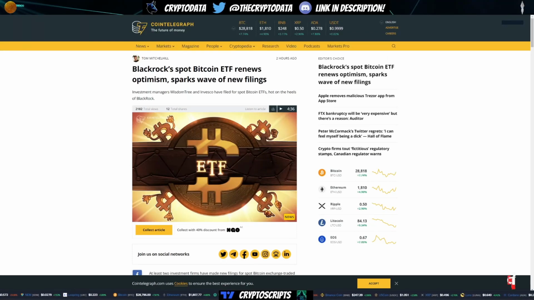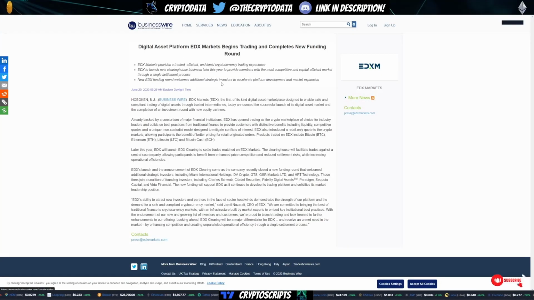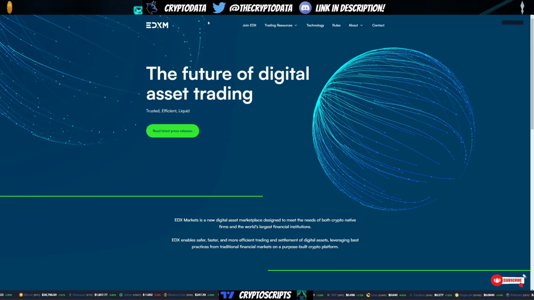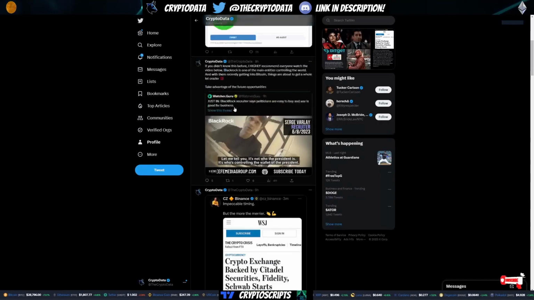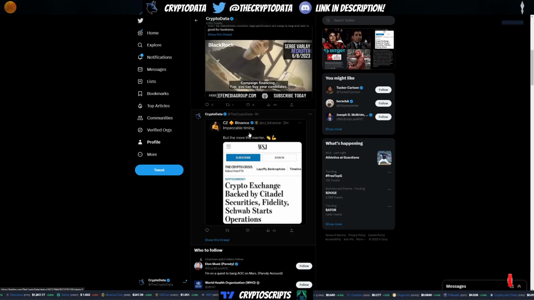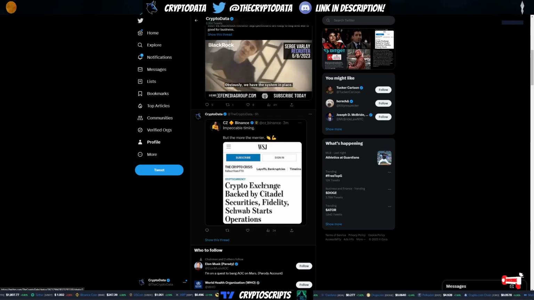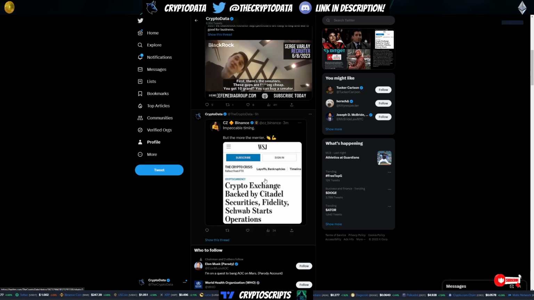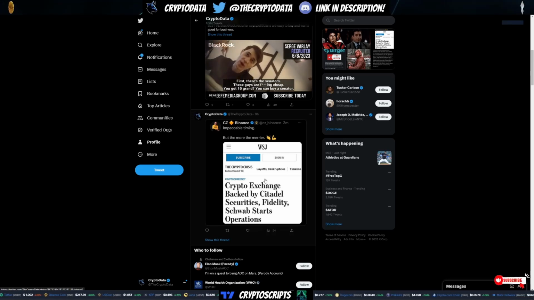And then last but not least, there's also an EDX platform. So you can see digital asset platform EDX Markets begin trading and completes new funding round. Now, this was big. Because basically I'm gonna go over here to Twitter again, and you can see here CZ Binance put impeccable timing, but the more the merrier. And he's talking about this exchange recently launched while he was getting sued by the SEC, and there's all kinds of FUD in the market. And now since BlackRock applied for the Bitcoin ETF, everything is turning around.